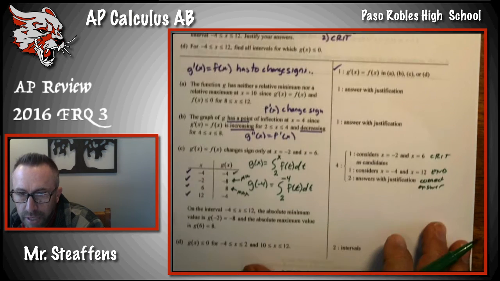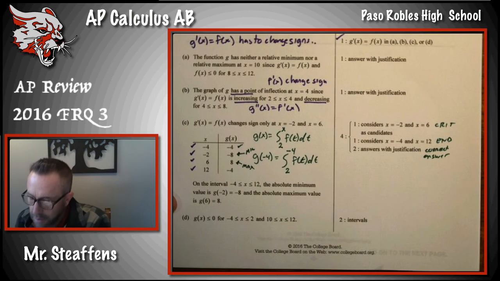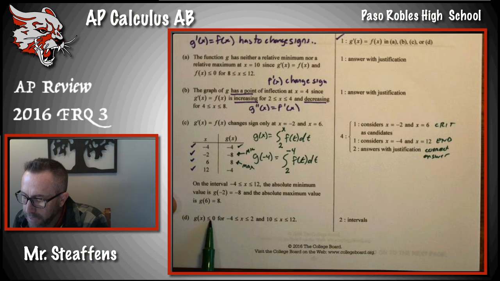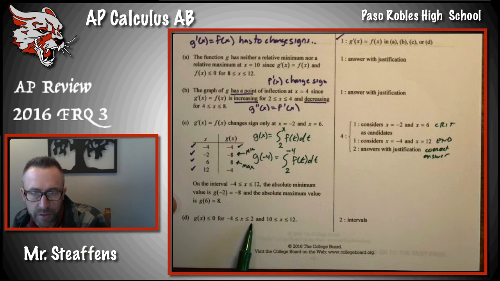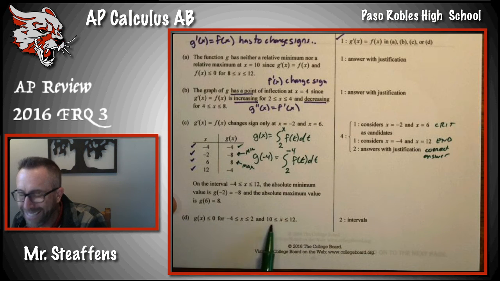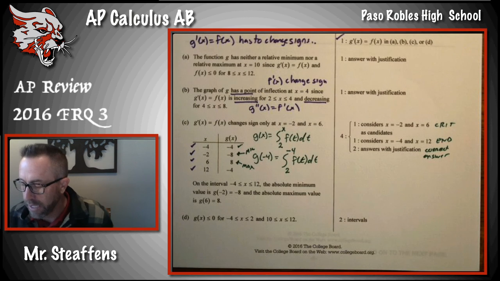And down here, you should have them. It's worth 2 points. G of x will be less than 0 from -4 until you get to 2. That was the original point. And then it took all the way to get to 10 for it to get back to the negatives. And so from 10 to 12, it's also negative.